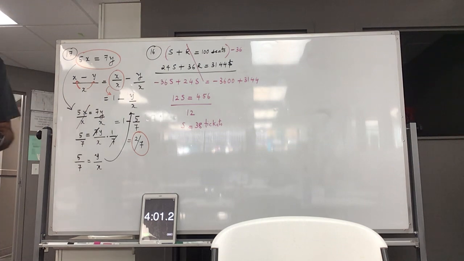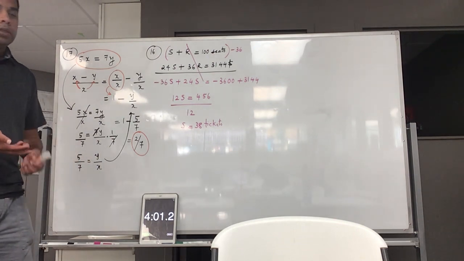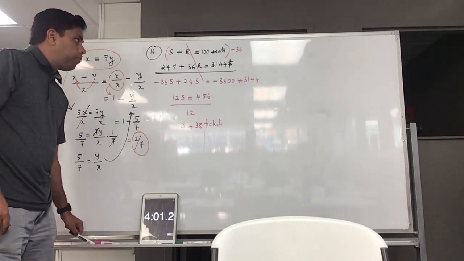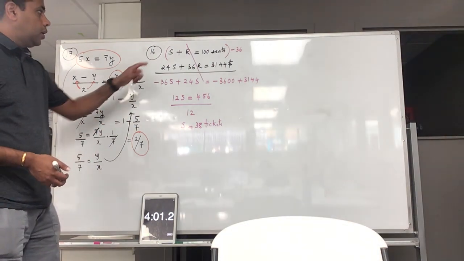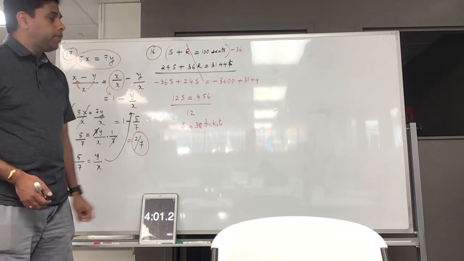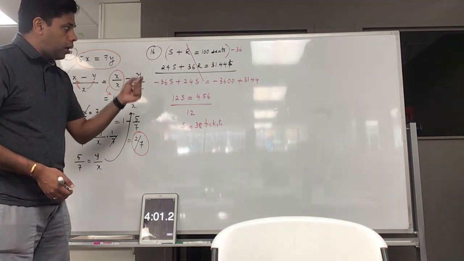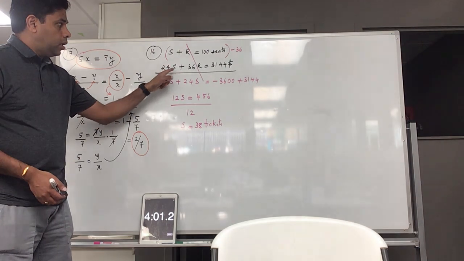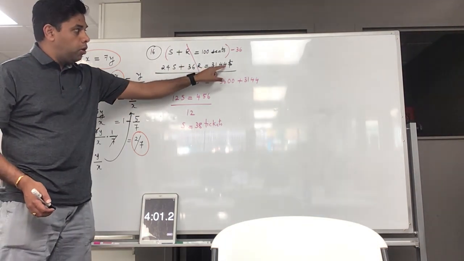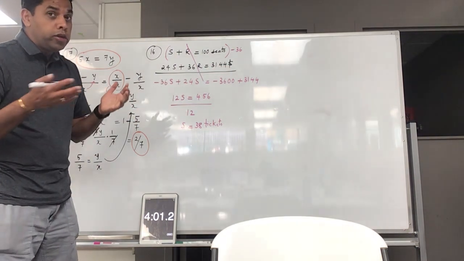Very typical with calculator and without calculator sections. Simultaneous equations, system of equations with two variables, whatever you call it. They're saying there are 100 seats, one for students, one for regular admissions. So S plus R is 100. For the students, it costs $24, and for regular, it costs $36. And the total sales is $3,144.